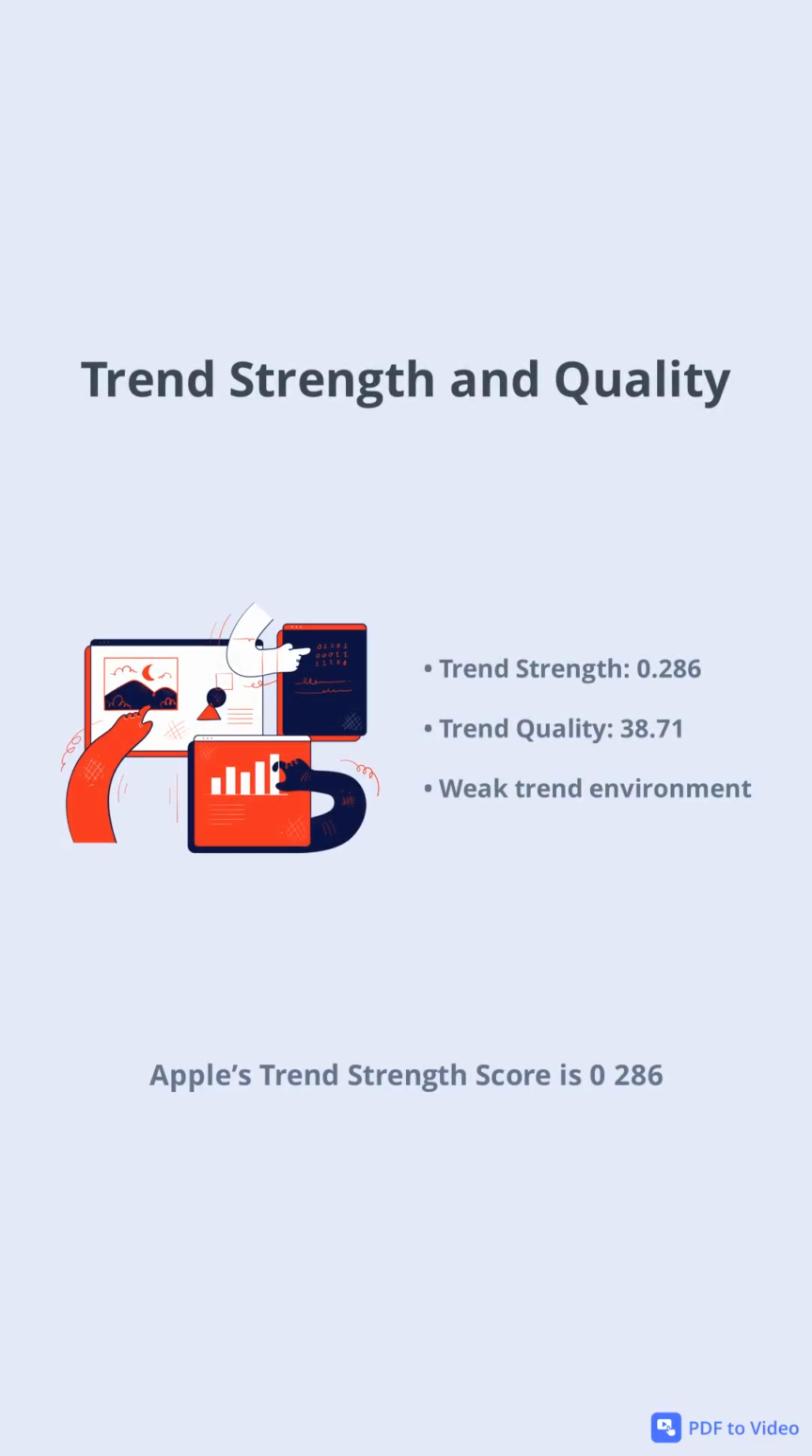Apple's trend strength score is 0.286, and the trend quality index is 38.71. These relatively low values suggest that the current trend is weak and possibly losing momentum. The ADX (average directional index) at 24.55 further confirms a lack of strong trend direction. When trend strength is low, price action can become choppy, making it harder to predict short-term moves.